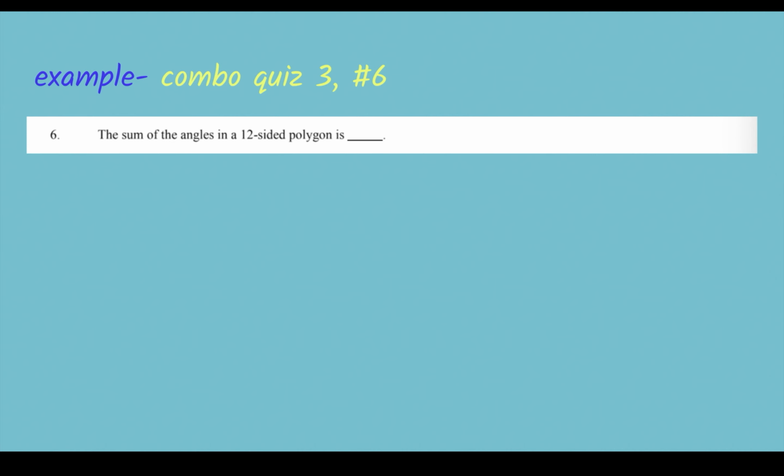And here's an example which I took straight from the combo quiz. It's problem number 6, and it states the sum of angles in a 12-sided polygon is. And so here you would use the convex polygon formula to solve, and make sure to pause the video so you have enough time to solve. And I will be showing the answer in 3, 2, 1.